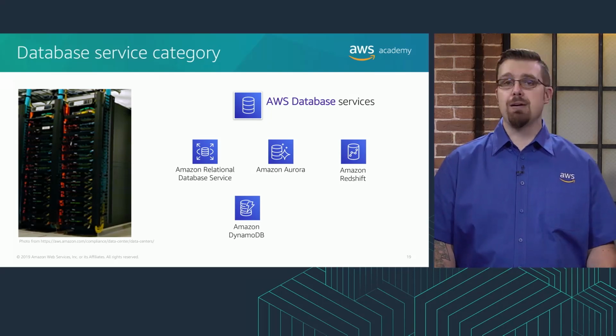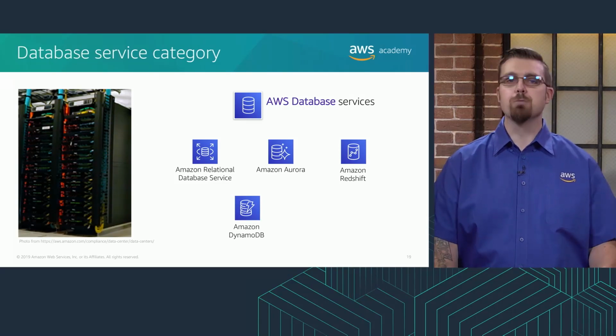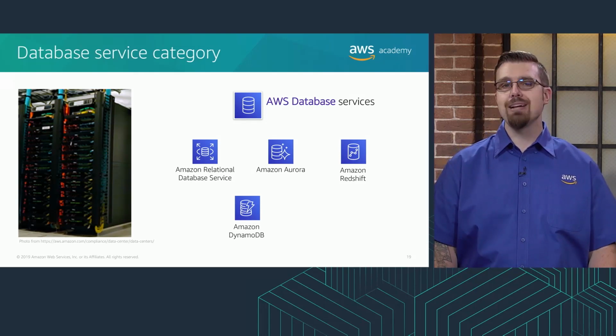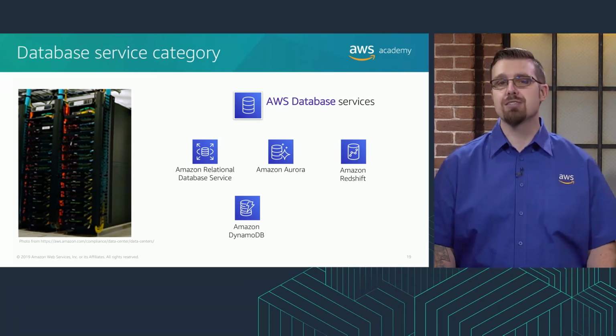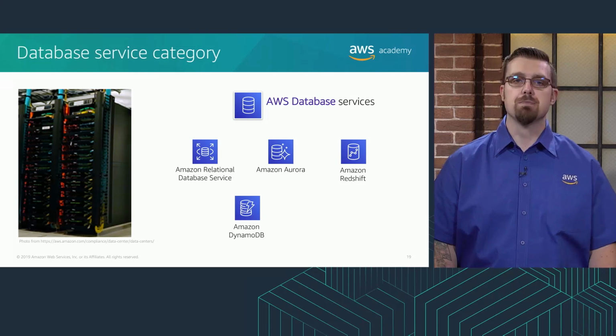The AWS Database Services category includes Amazon Relational Database Service, also known as Amazon RDS, an easy to set up, operate, and scalable relational database in the cloud. It provides resizable capacity while automating time-consuming administration tasks, such as hardware provisioning and database setup, patching, and backups.